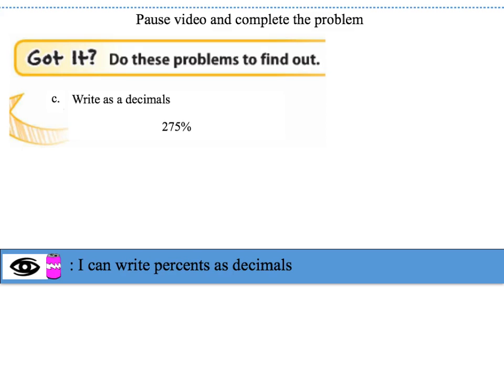So pause the video and complete the Got It problem, and we will discuss the answer in class tomorrow. Please be sure you show some type of diagram, either a tape diagram or a 10 by 10 grid, to show what 275% looks like.